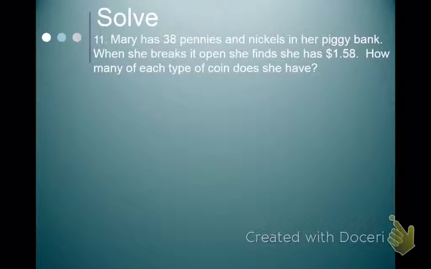All right, so let's see how you did. Mary has 38 pennies and nickels in her piggy bank. When she breaks it open, she finds she has $1.58. How many of each type of coin does she have? Well, you know that she has a bunch of pennies. We know she has a bunch of nickels.